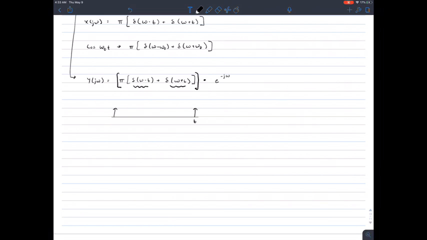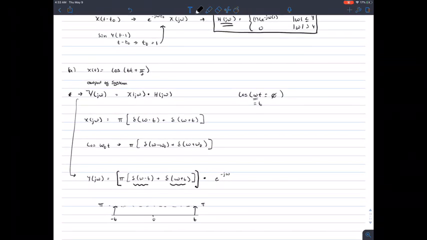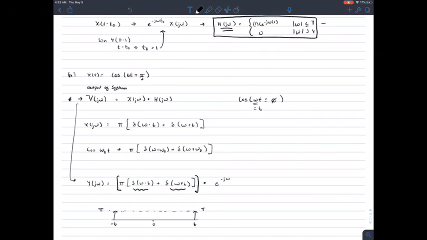6, negative 6. And obviously the magnitude of it is just going to be pi, because you're multiplying by pi, okay? That's the height. It may not be drawn to scale, but everywhere else it's going to be 0. So now we need to multiply by e to the negative j omega. But e to the negative j omega right here is only defined from negative 4 to 4.